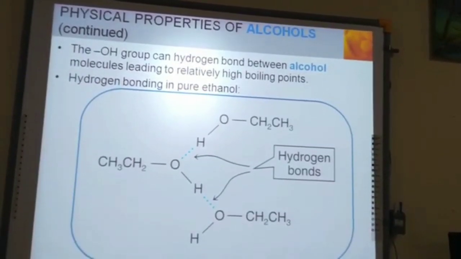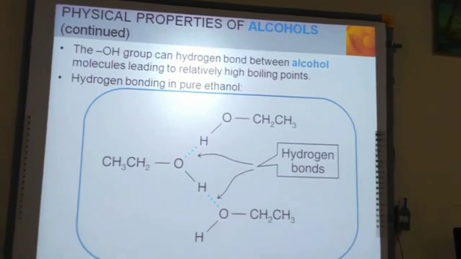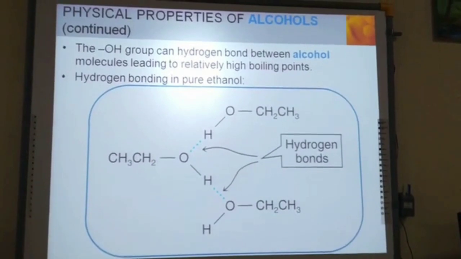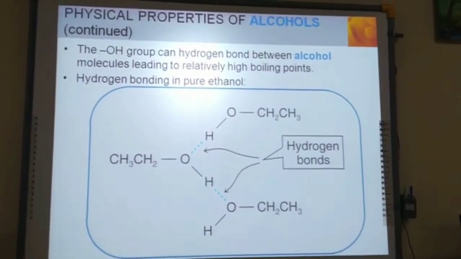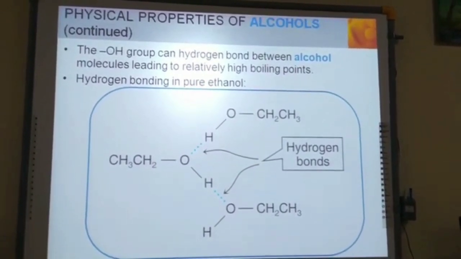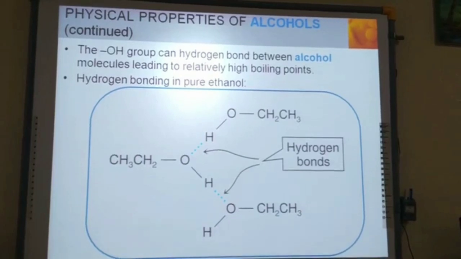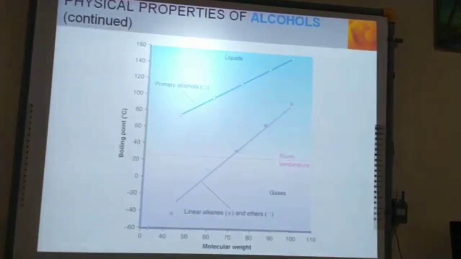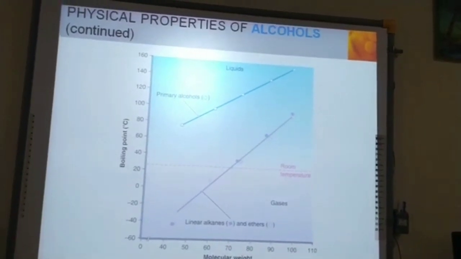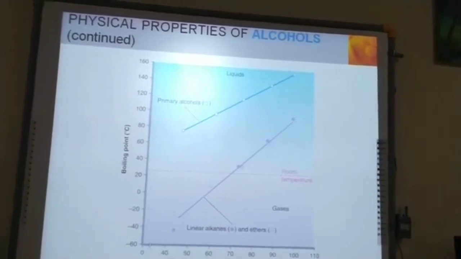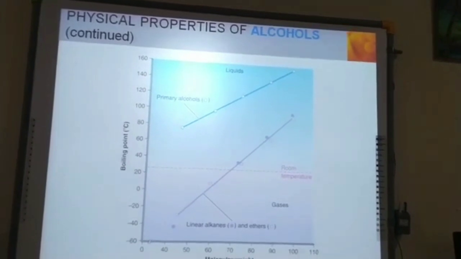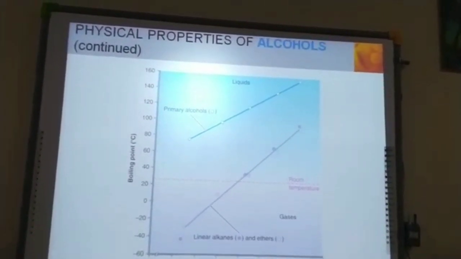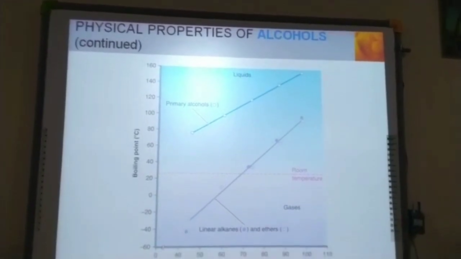The OH group present in alcohol also forms hydrogen bonding, which affects its boiling point. If we have an alkane and an alcohol with the same molecular mass, the boiling point of the alcohol is greater than the corresponding alkane. Here in this graph, it is clearly shown that for alcohols and alkanes having the same molecular mass, the alcohol has a higher boiling point in comparison to linear alkanes.